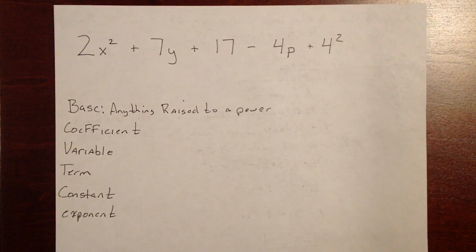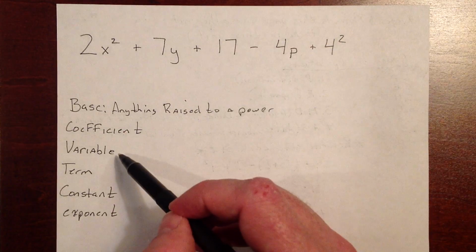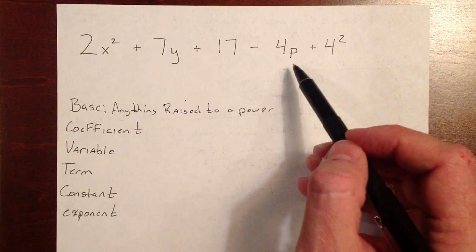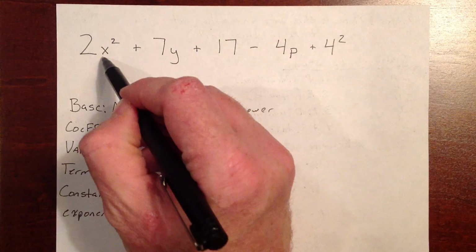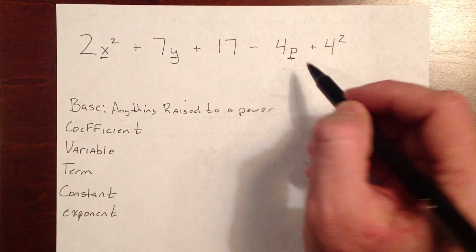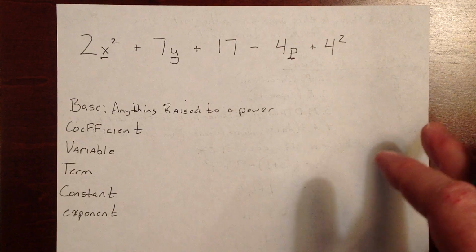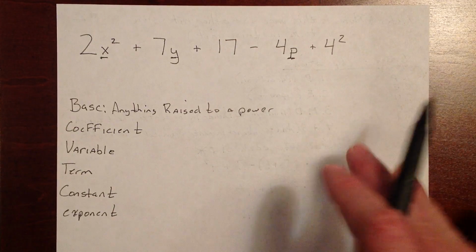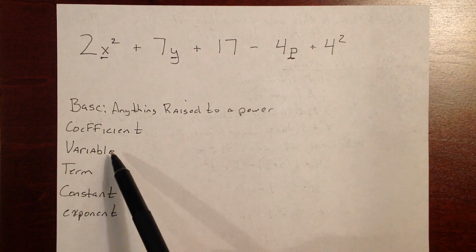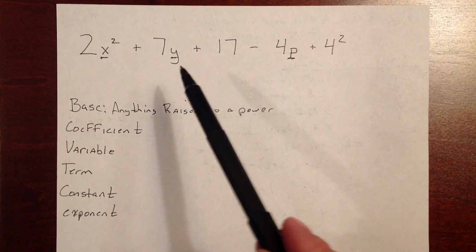Now, coefficient. Actually, I'm going to talk about variable first, then I'll tell you what a coefficient is. A variable is anything represented by a letter. In this case, it's going to be x. In this case, it's going to be y. In this case, it's going to be p. This is some unknown number that we don't know as of yet. Later on, when we do algebraic expressions and equations, you'll learn more about what a variable is. But for right now, it's almost always represented as a letter. In this case, x, y, and p.